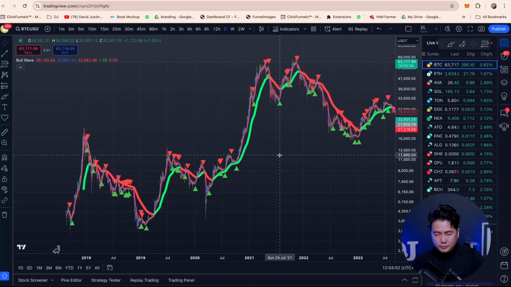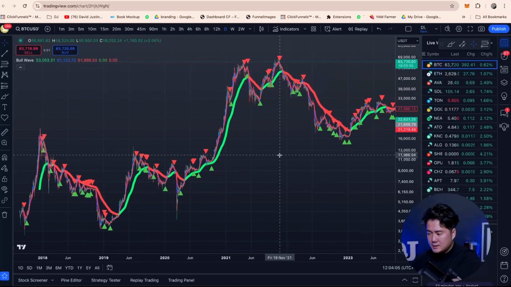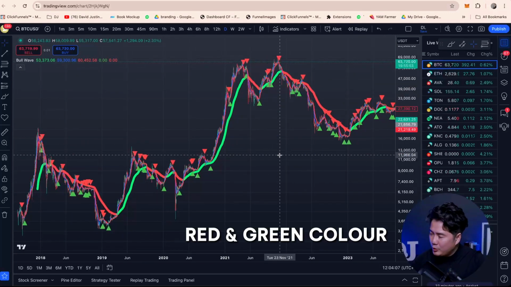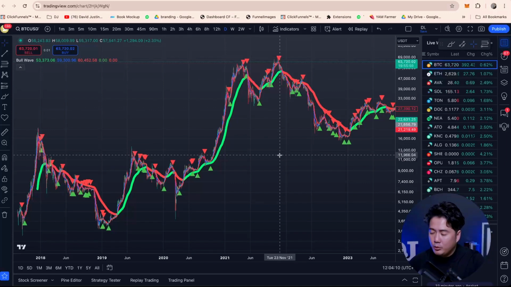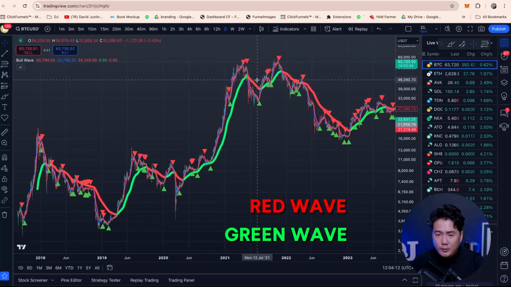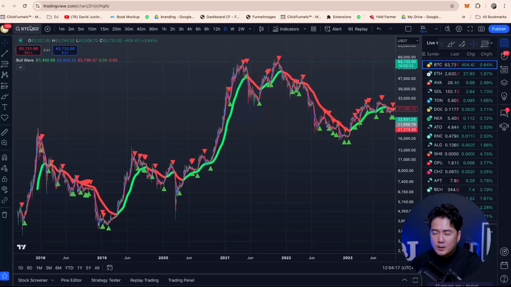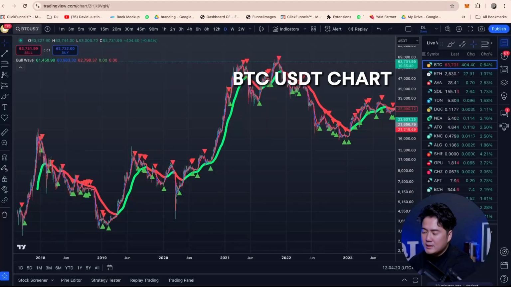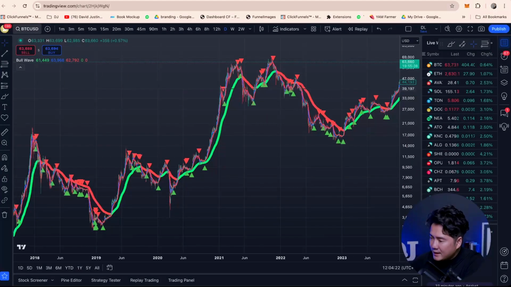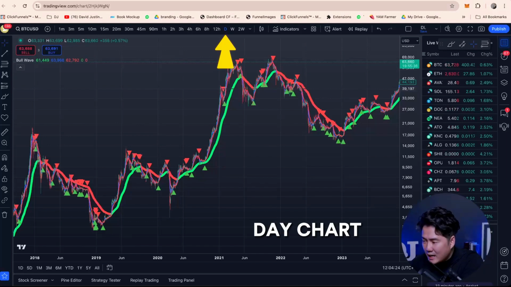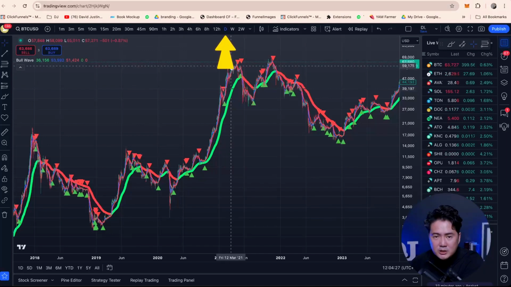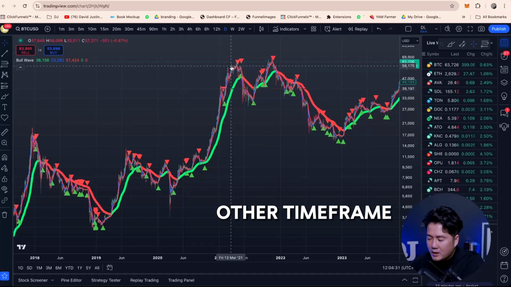So you add the bull wave here. After that, you can see there are triangles, red and green in color, and also a wave between the green wave and the red wave. How can I use this indicator, and which time frame is it? First of all, we are using the Bitcoin USD chart. Secondly, I am using the day chart. These strategies can only be utilized on the day chart. For other time frames, it is not workable.